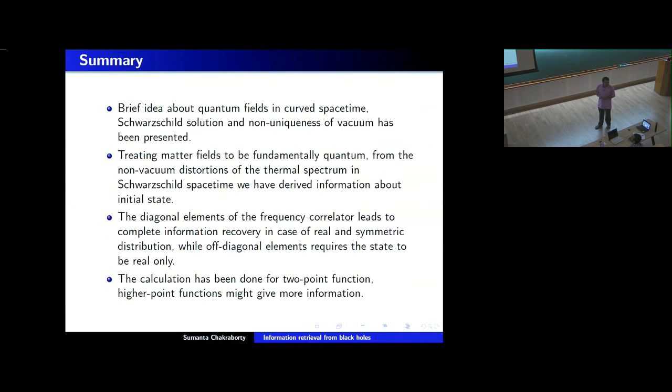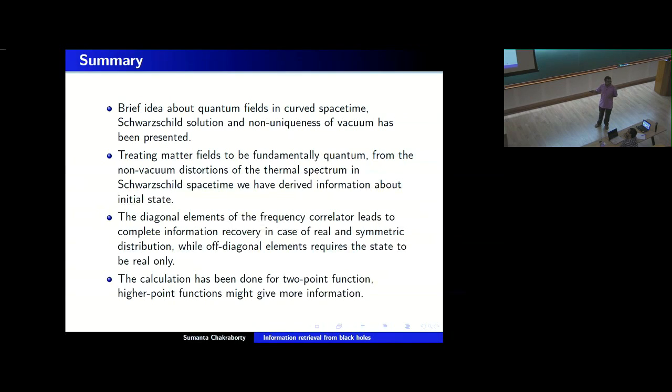So I will now summarize a brief idea about quantum fields in curved spacetime, in particular the Schwarzschild solution and the non-uniqueness of vacuum, which I have presented by the Bogoliubov transformation. You can have UK, VK and lots of mode functions to deal with. Now if you treat matter fields as intrinsically quantum, like what you have thrown in is essentially a quantum field, and therefore it's an excitation over the vacuum. I have chosen that excitation to be a single particle state, and if you do that in Schwarzschild spacetime, you can derive information about the initial state. Now the frequency correlator that I use, omega 1, omega 2, also has diagonal parts.